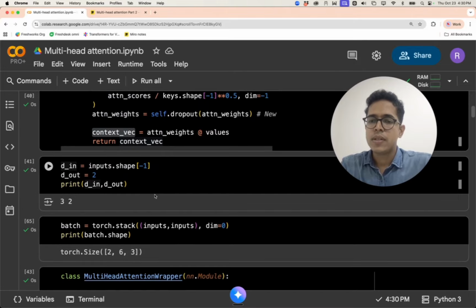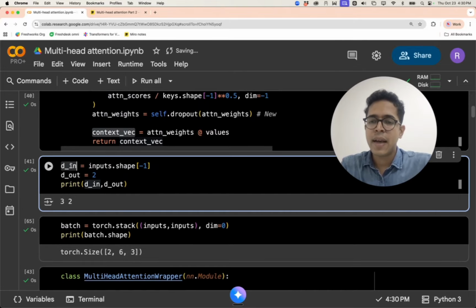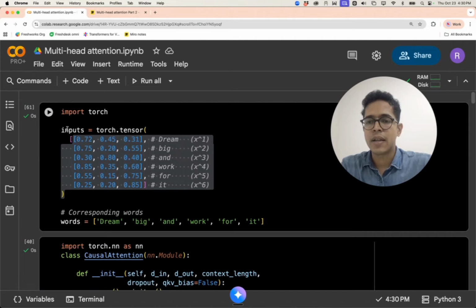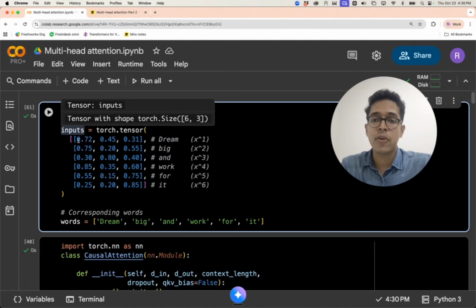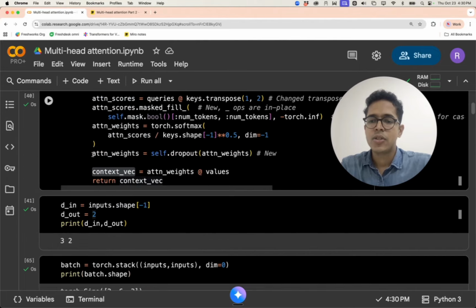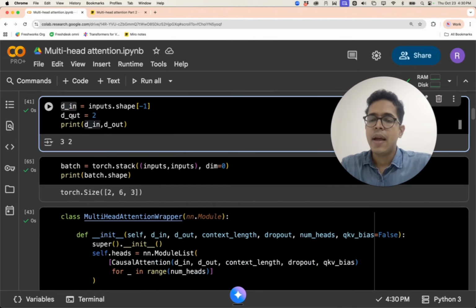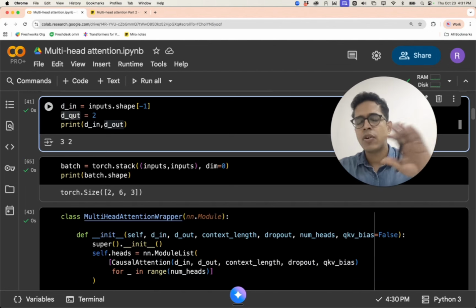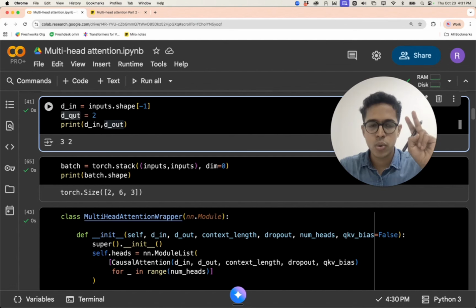What we do is, we say the input dimensionality is nothing but the last dimension of my input matrix. The last dimension of the input matrix is the number of columns. Number of columns is 3. So D in should be 3. And D out, we say it should be 2. So the final context vector that comes out of my multi-head attention should be 2-dimensional.